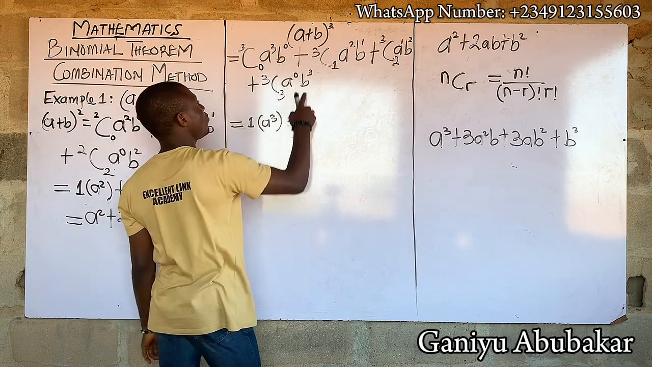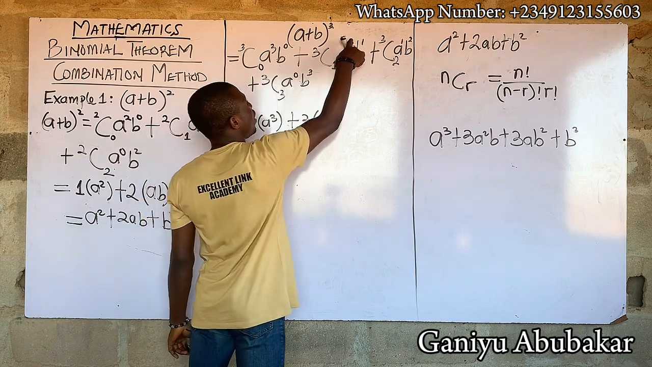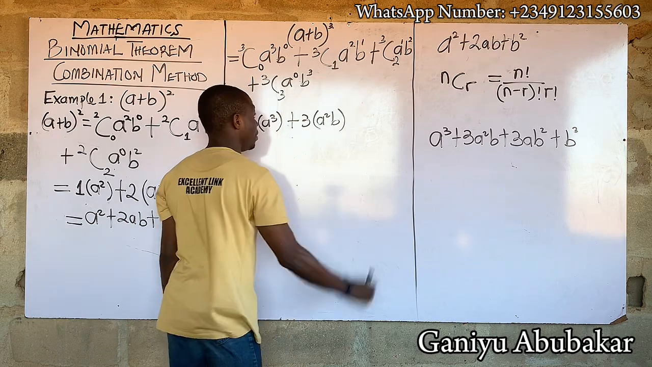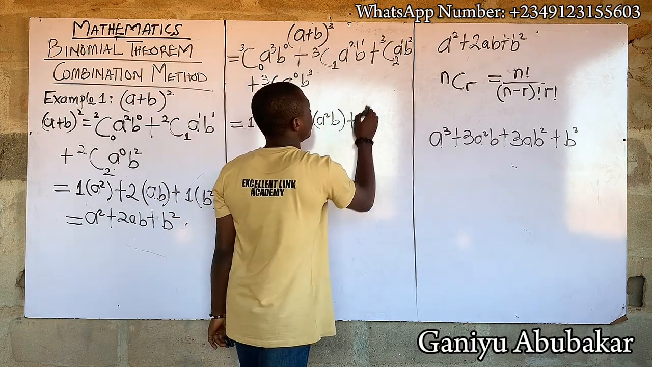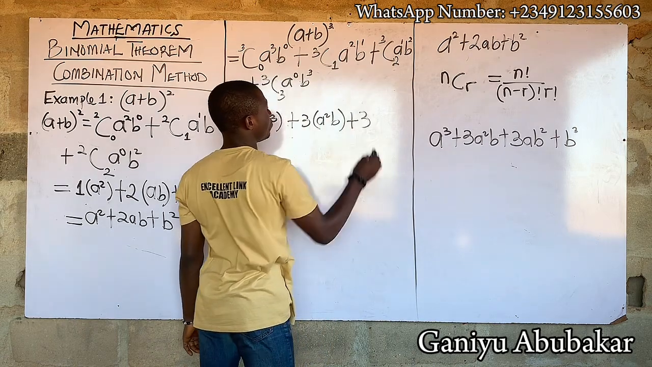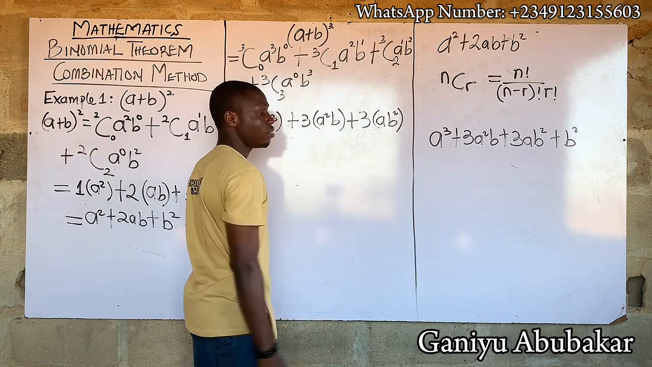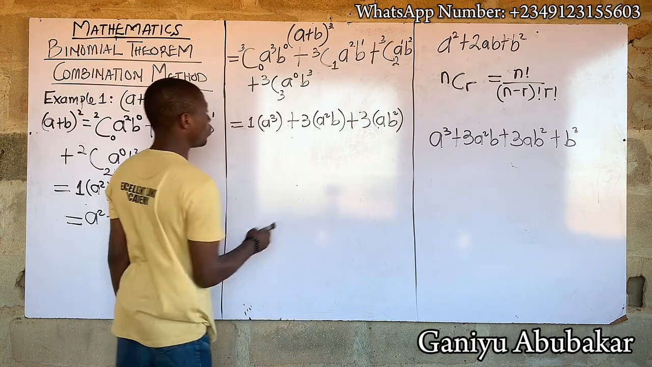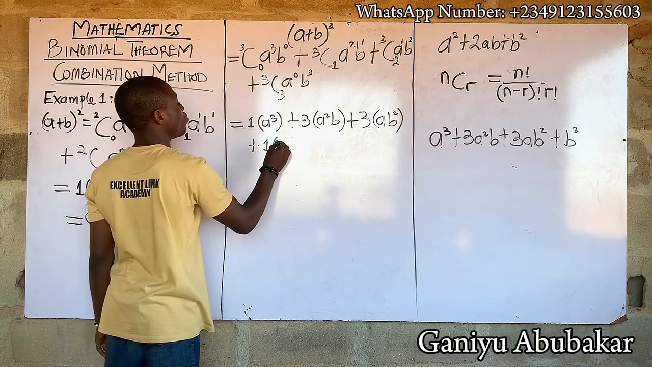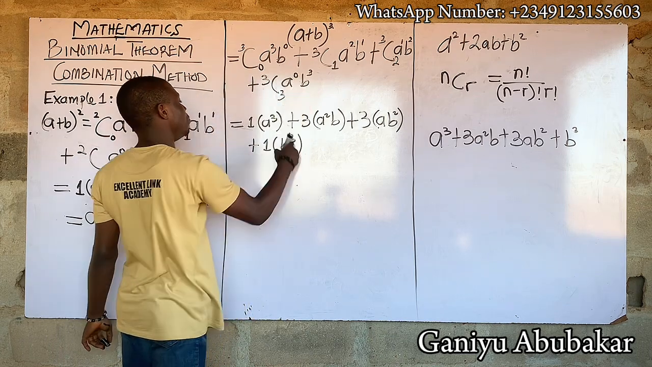Plus 3 combination 1 is 3. That's 3 into a squared b. A squared, b to power 1 is that. That's b. So plus 3 combination 2 is of course 3. That's 3 into ab squared. You can confirm that, right? Use a calculator. Confirm that, please. That's what we have. Plus 3 combination 3 is of course 1 into b cube. A to power 0 is 1. 1 times b cube is b cube, yeah?